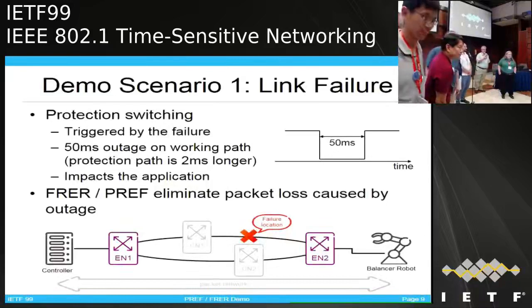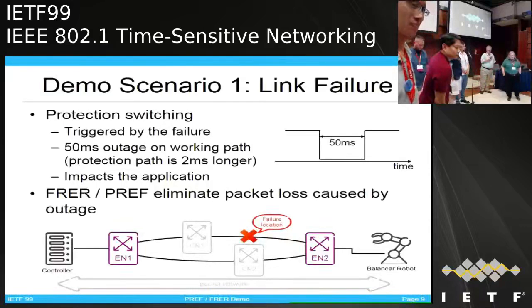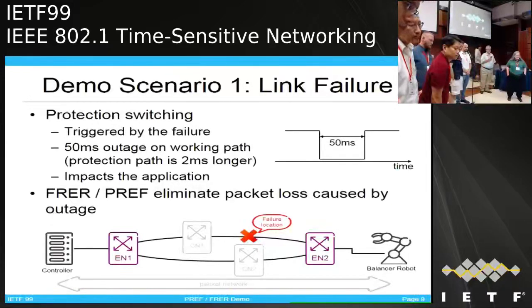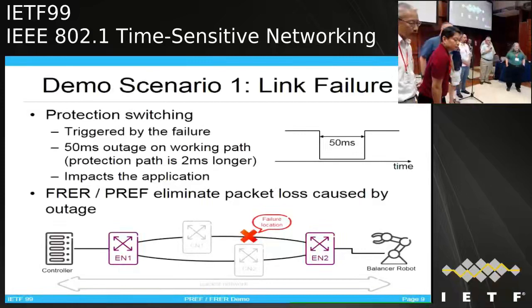And this was the 50 millisecond failover time. So I guess it was 3-4 packets that have been lost. Typically it is. That was too much for the balancing logic. And now we do it with the replication elimination feature. Despite the link failure, nothing happens.